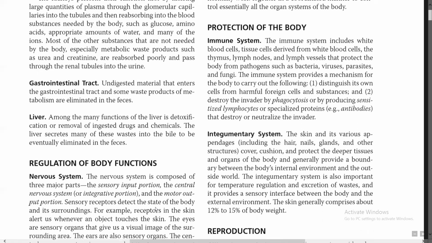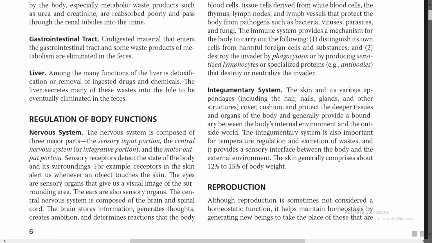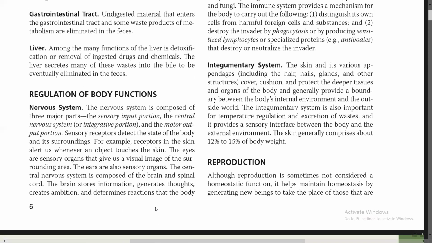So next we have regulation of the body function. Nervous system. The nervous system is composed of three major parts. Number one, the sensory input portion. Second is the central nervous system or integrative portion. And the third one is the motor output portion.